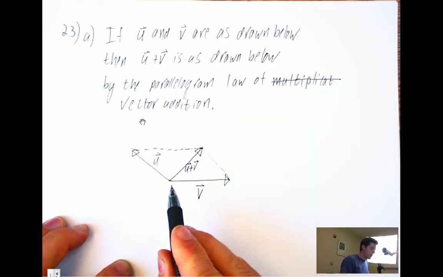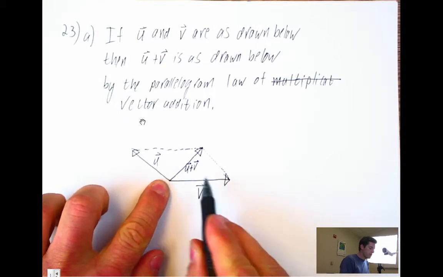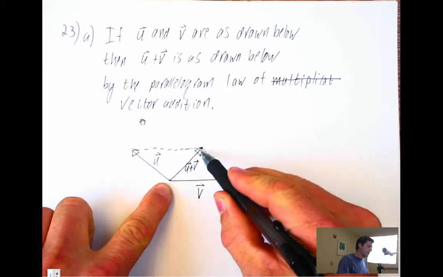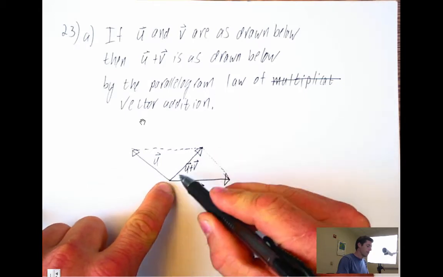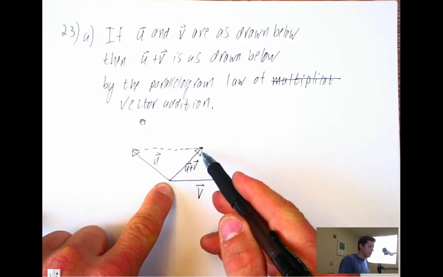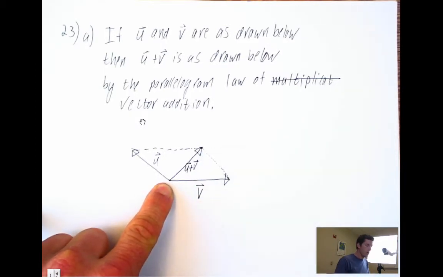See how I formed a parallelogram out of two copies of v and two copies of u, and the diagonal of that parallelogram that goes from the mutual tail of u and v out to this other point. That's always u plus v.